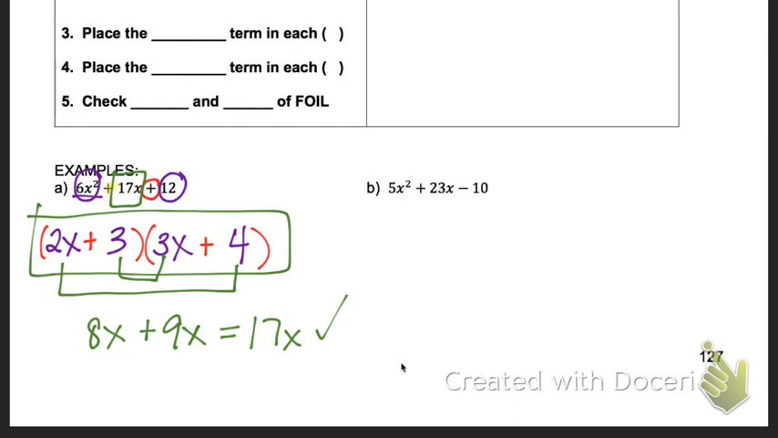This is a really hard example. I know your mind is probably blown right now. But we're going to do lots of examples.